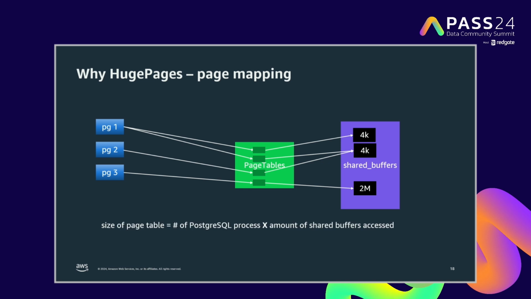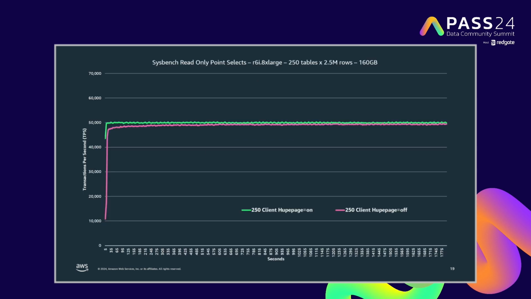So the critical thing here is if you're running with a lot of processes and a shared buffer where you access a lot of it, because it's not just that you have a large shared buffer, it's that the shared buffer is accessed by a lot of those processes, then you'll actually end up using a lot of RAM, and there's a lot of overhead of just going through that page table. So to demonstrate this, again, sysbench read only, higher is better.